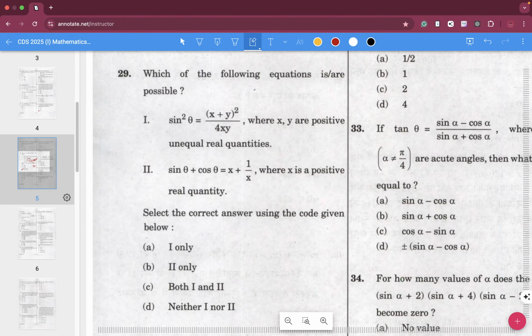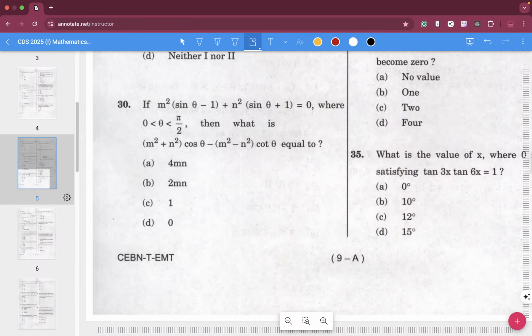These things will become more clear to you if you actually go and sit down and solve it on your own. Only then will it be easy for you. So now we'll move to the next question.